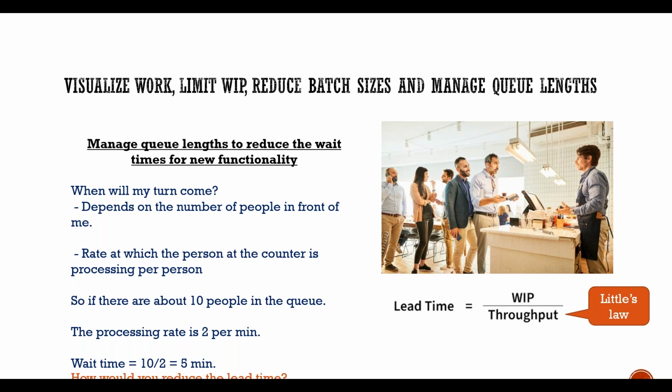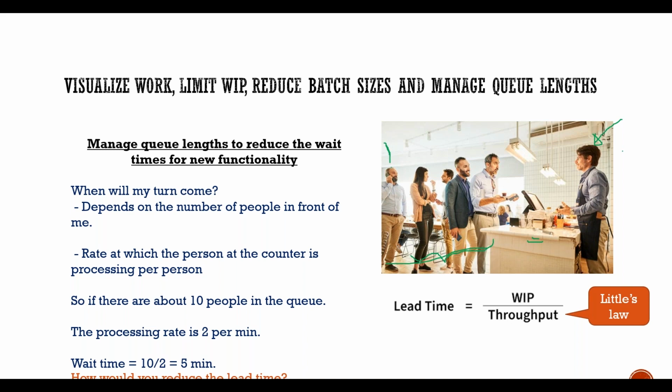Now, we have seen this particular picture, we have been in this situation, right? Maybe we are in a coffee shop or a burger shop to buy something, and we are waiting in the queue. Now the question is, when will my turn come? We are always thinking, when will my turn come? And it depends on the number of people in the queue. It also depends on the rate at which the person at the counter is processing the number of items.